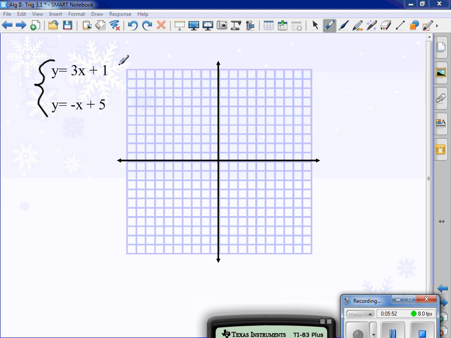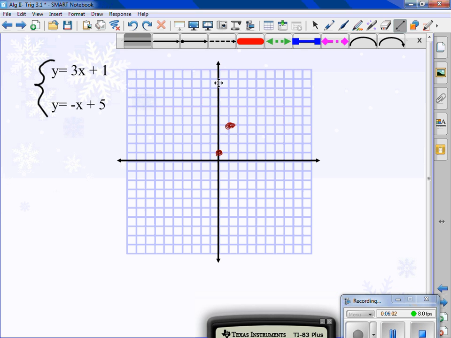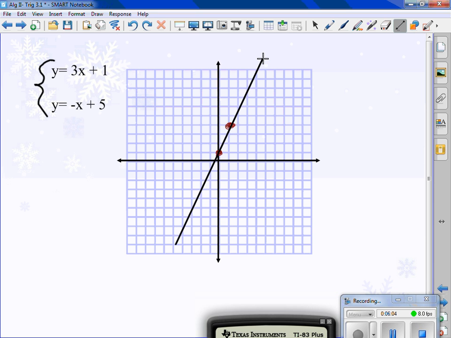Where do I start for the first one? Up 1. Now what do I do? Up 3, 1, 2, 3, to the right 1. Draw my line. That looks pretty good. That one is y equals 3x plus 1. I label it. That way I know that's that one.